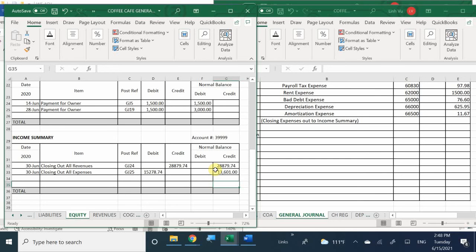The subsidiary ledger? No. Income equals equity. Okay, income equals equity. So what are we going to do here? Where are we going to zero out our income summary?